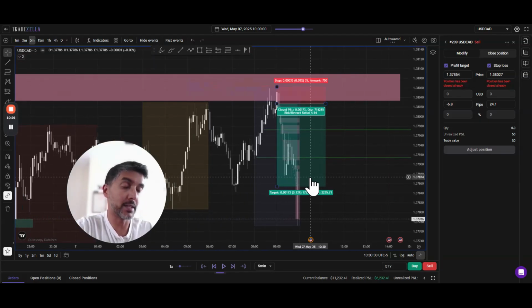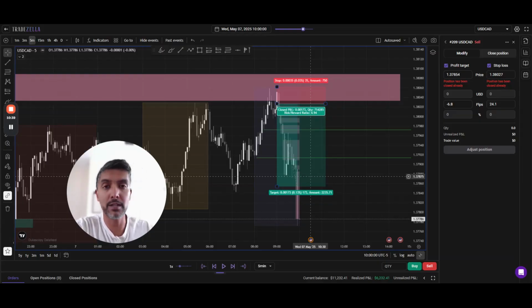Now, I understand this isn't a complete 5R since we were taking profits along the way, but that's up to you. You can choose not to take profits and let the profit accumulate and then collect a full 5R, or you can take it along the way, which is what I prefer to do. It helps me with my mental confidence as I'm trading to see profits continue to come in. So that is the trade.